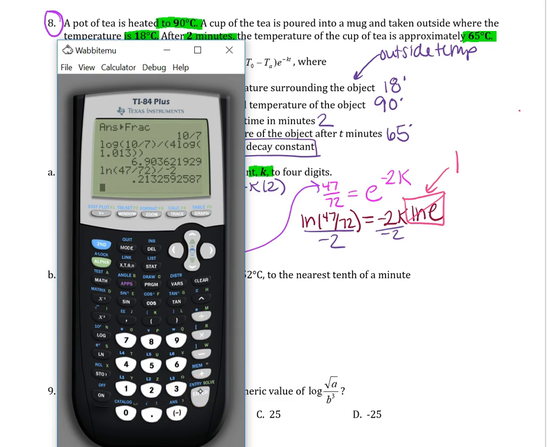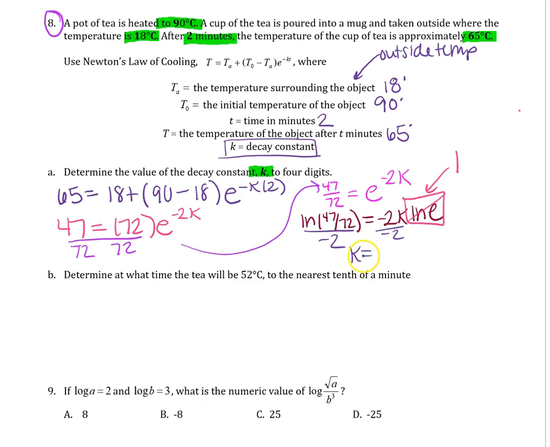Okay, so what did it say? 4 digits, 2133, excuse me. So 0.2133. Okay, so determine at what time the t will be 52 degrees to the nearest tenth of a minute. Okay, so now we know the decay constant. So what I'm going to do is take 52 degrees Celsius, and that's going to be my new capital T. So temperature after however many minutes, and that's little t.